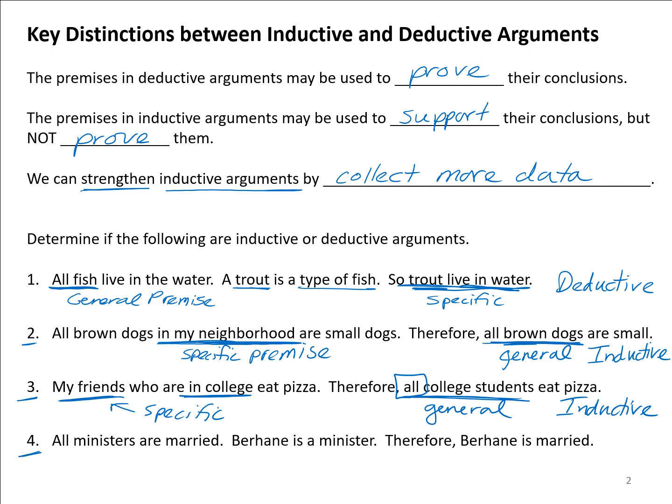Last example. All ministers are married. Berhain is a minister, therefore Berhain is married. Here we're talking about all ministers. Now that may or may not be true. One thing to note is that just because I state a premise doesn't mean it's true. But what we want to do is identify what type of argument this is. And this is a general premise. All ministers are married. This is a general premise, a general idea. And then we're going to a specific person. So we're moving from a general idea to a specific idea. So that's deductive. That's a deductive argument.